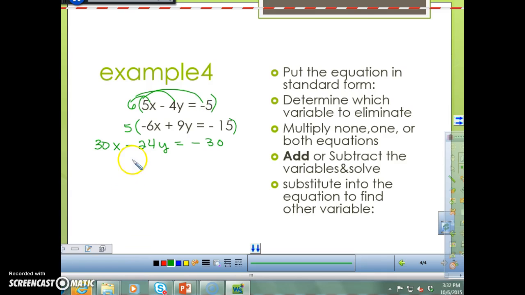I know. Because I can't turn a 5 into a 6. I can't turn a 6 into a 5. I can't turn a 4 into a 9 or a 9 into a 4.